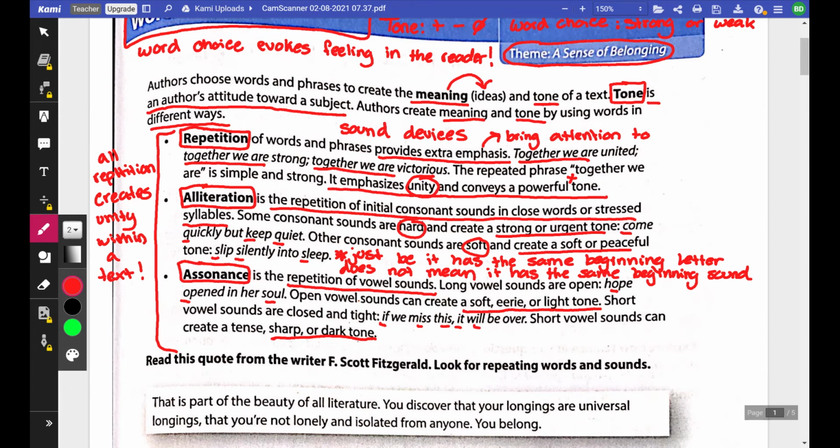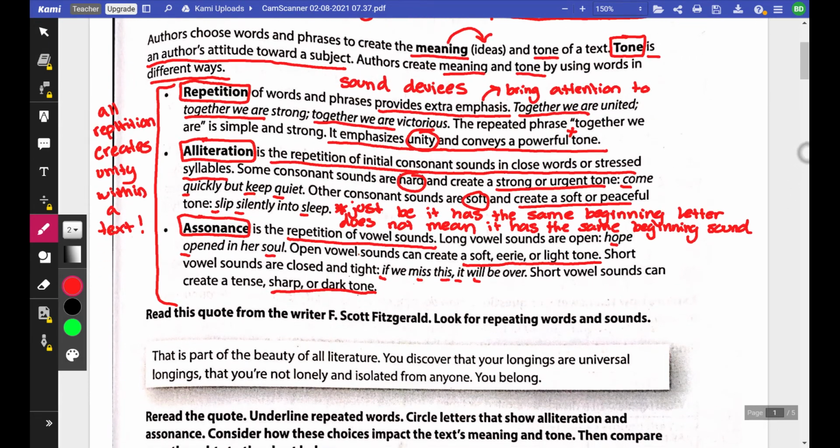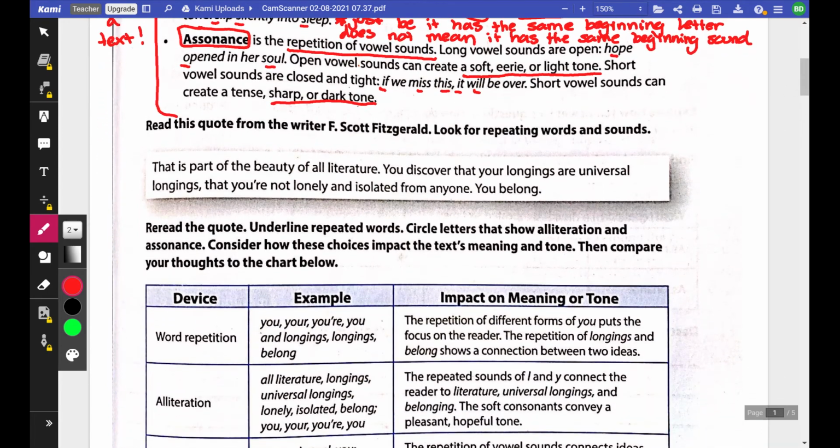And don't forget, we have our normal repetition, which is just the repetition of words and phrases, but we have alliteration and assonance. Those are just different types of repetition. It's still repeating. Anything that's repeating is repetition. And it's all there to focus on the unity of the text. It's all there to work together to get across that meaning and that tone. All right, so now that we have looked at our intro, we have broken down repetition, alliteration, and assonance. Let's move on down the page to our directions.